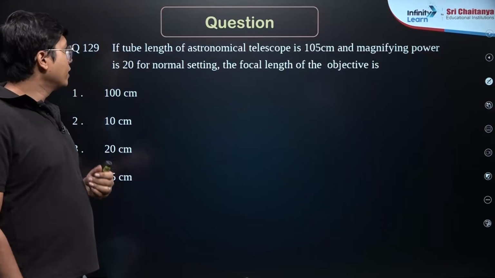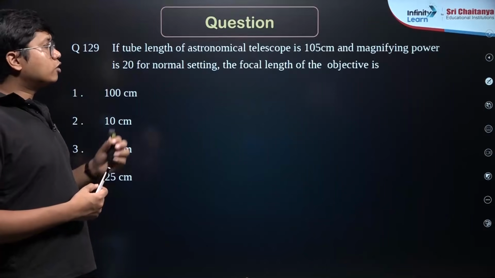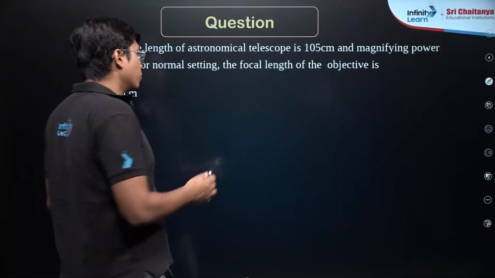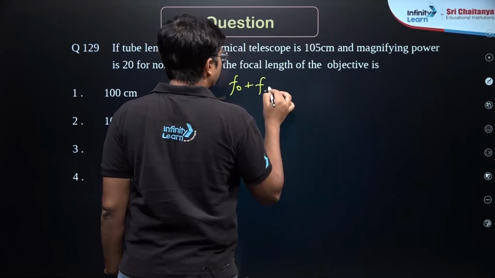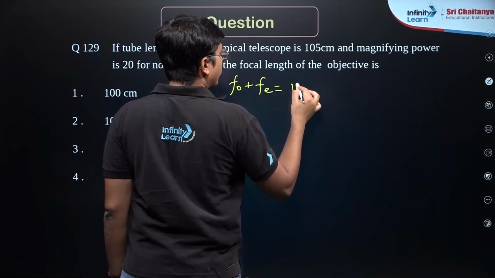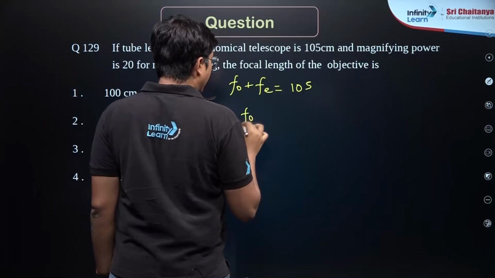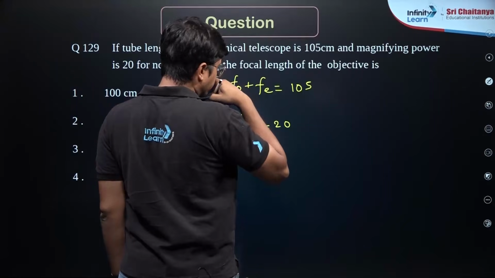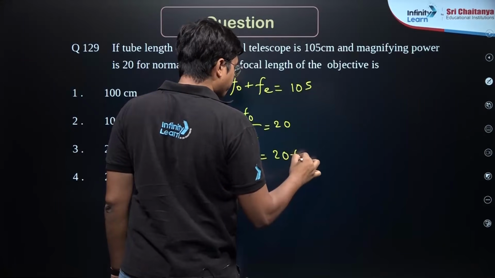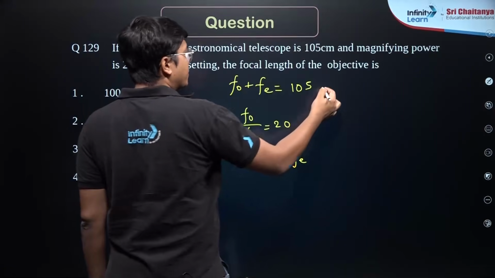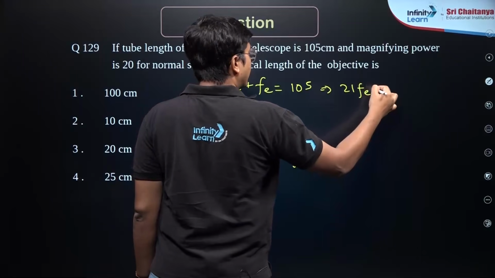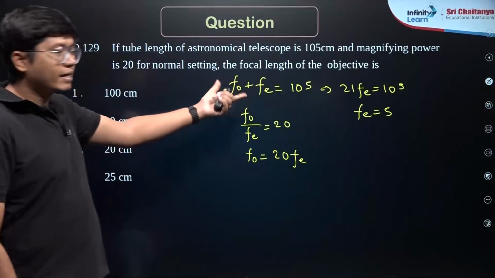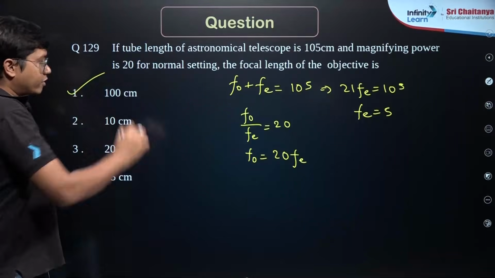Okay. Next one. Tube length of an astronomical telescope is 105 centimeter. Magnifying power is 20 for normal setting. Focal length of the objective? So we know tube length is FO plus FE in normal setting. That's given as 105. And magnification is FO by FE, that is 20. So I know FO is basically 20 FE. You plug it in here, basically you will get 21 FE is 105. FE then is equal to 5. So if FE is 5, you can plug in any of the equations, you will get FO is 100 centimeter.